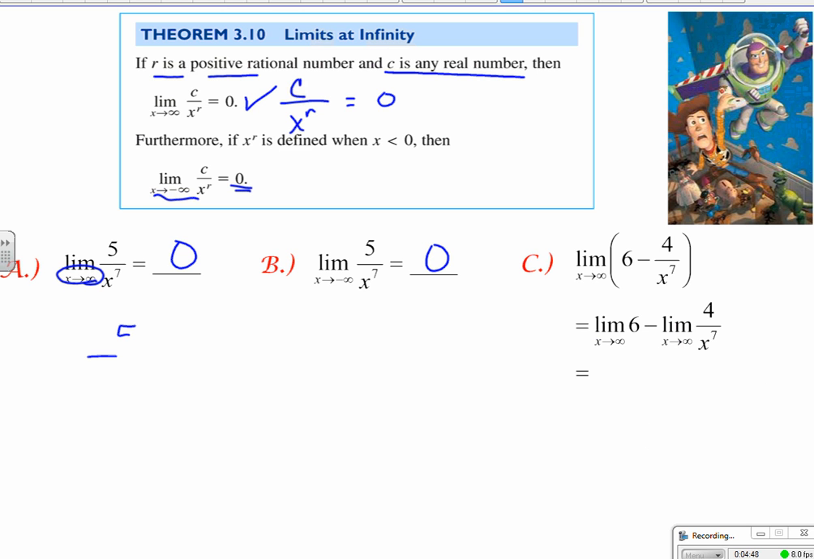The last one, I just want you to recognize that you can break this into two limits. Addition and subtraction of two terms, I can split it up and do the limit of the first term minus the limit of the second term. And the limit of a constant is a constant. That's going to be 6. So the limit as x moves to infinity of 6 is 6. And this other one is a demonstration, once again, of this theorem. 4 divided by something super large, some big number, is going to make that go to 0. So my limit there is 0, giving me an overall limit of 6.